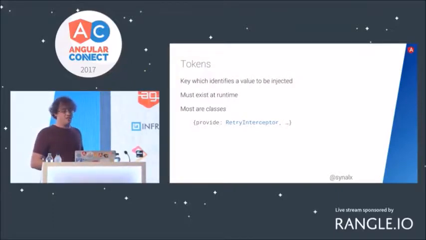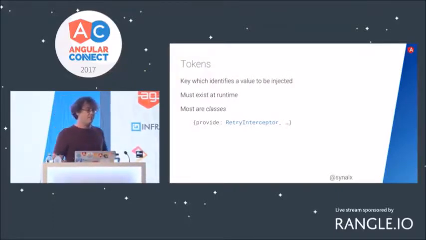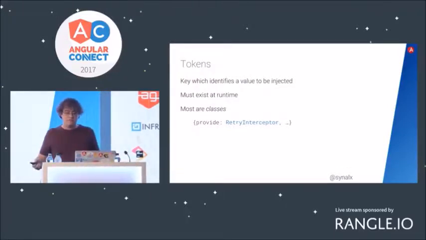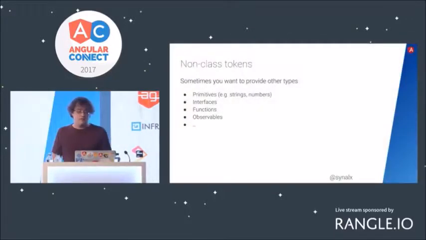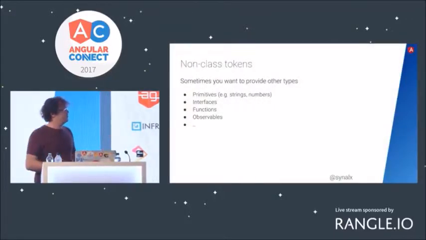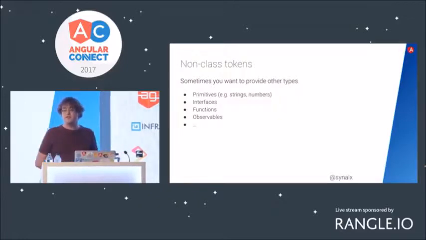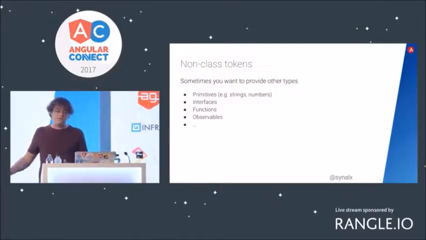You can't just use any type like string as a token. And so most tokens we're used to dealing with are just class types, right? We want to inject a service. So they're classes we declare, and they can even be abstract. But there are a lot of things that you can't use directly with DI. You can't provide an interface. You can't provide a primitive type like a string, because those don't have runtime values. And there are a lot of uses where you might want to do that.